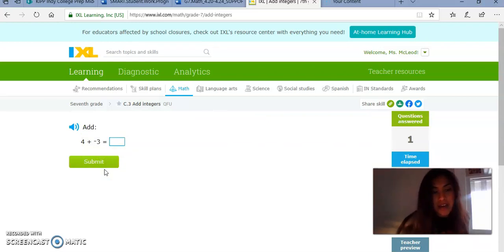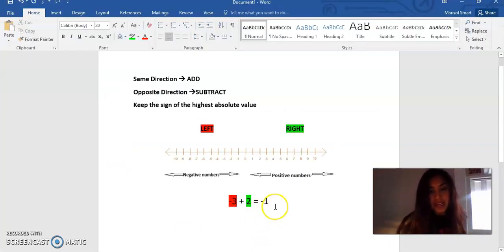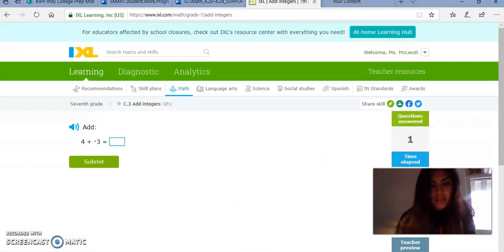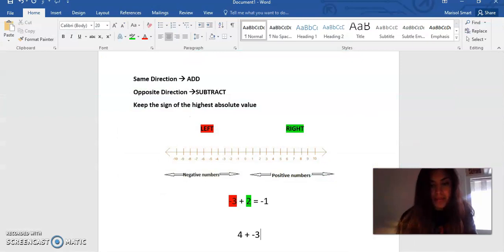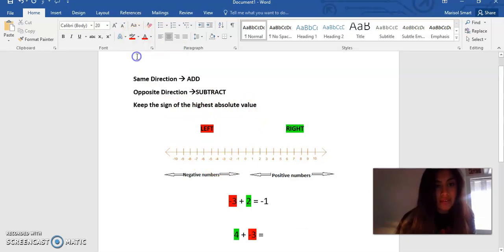Perfect. Next is 5 plus -3. Again, using the same process, 4 plus -3 equals... okay, 4 is positive, and I know all my positive numbers are on the right side of the number line. -3 is negative, and I know all my negative numbers are on the left side. Again, they're going in opposite directions, and since they're going in opposite directions, you subtract. 4 minus 3 is 1.